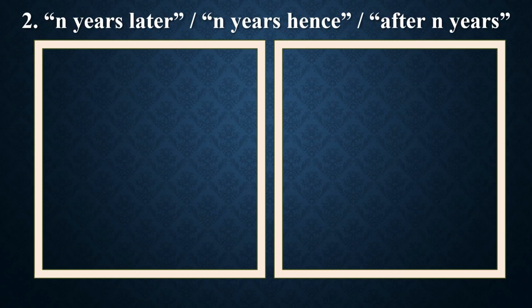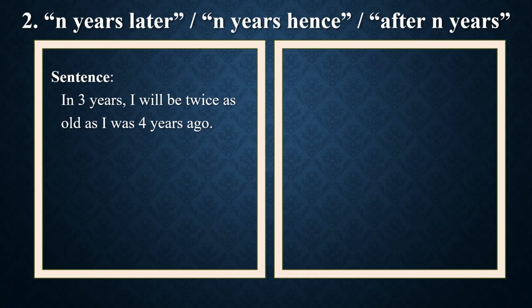Here is the second type of age related question. N years later, n years hence, after n years. The question is in sentence form. In 3 years, I will be twice as old as I was 4 years ago. So you have to suppose your present age to be x.